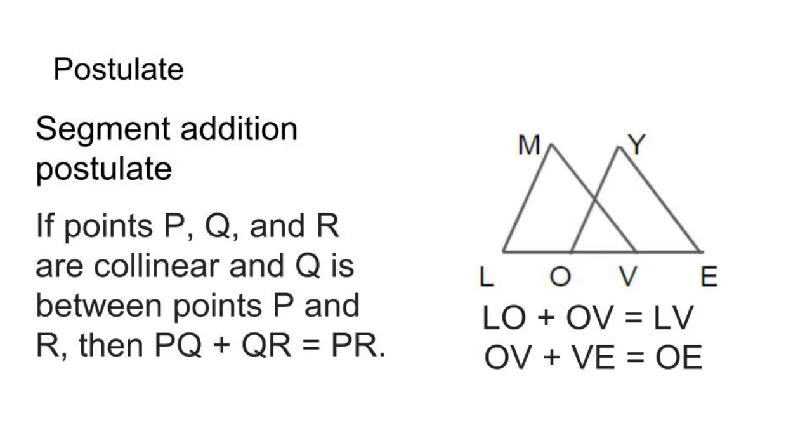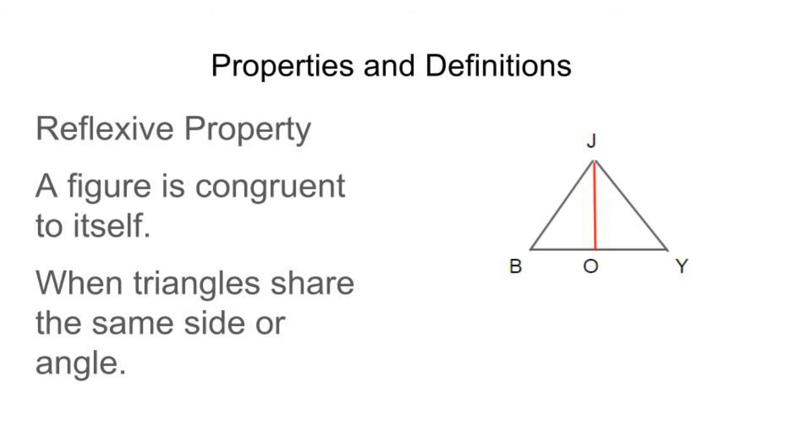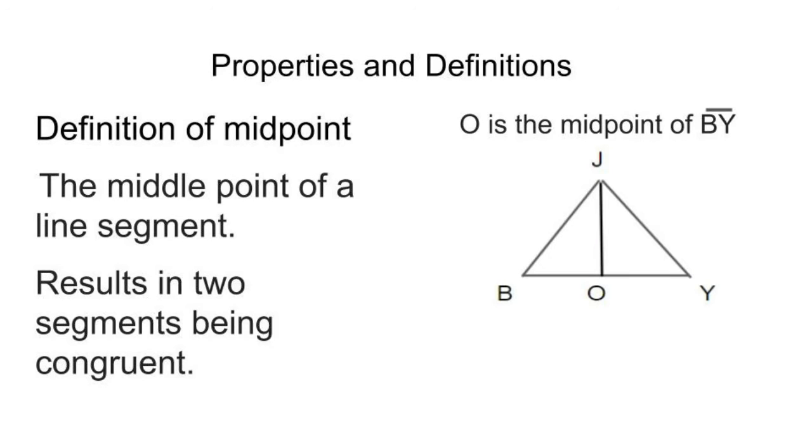Aside from the postulates, these properties and definitions are also important. Reflexive property. A figure is congruent to itself. This is useful when triangles share the same side or angle. In this figure, segment GO is congruent to segment GO. Definition of midpoint. Midpoint is just the middle point of a line segment. This results in two segments being congruent. If point O is the midpoint of segment BY, then segment BO is congruent to segment YO.